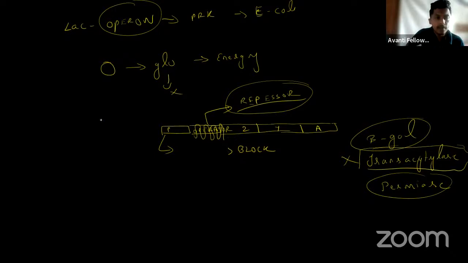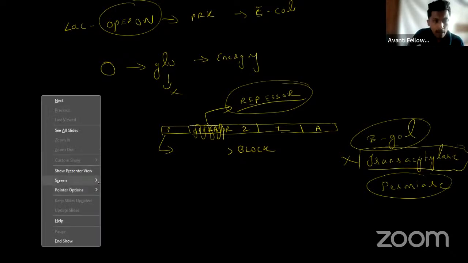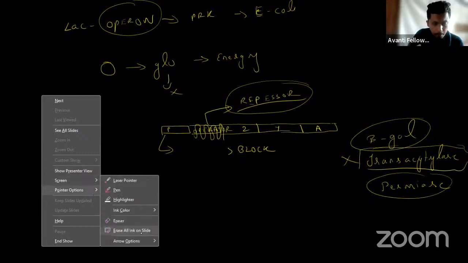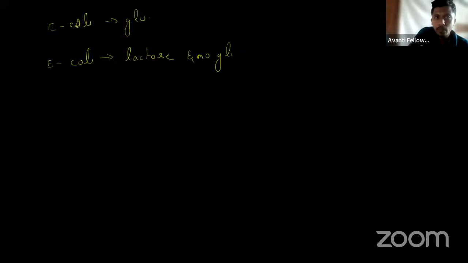So first of all, in this whole experiment, we have two situations. One, E. coli when it is grown in glucose, and next one, E. coli when it has lactose and no glucose at all. Two situations, okay? Now, first we'll talk about E. coli when it has glucose.